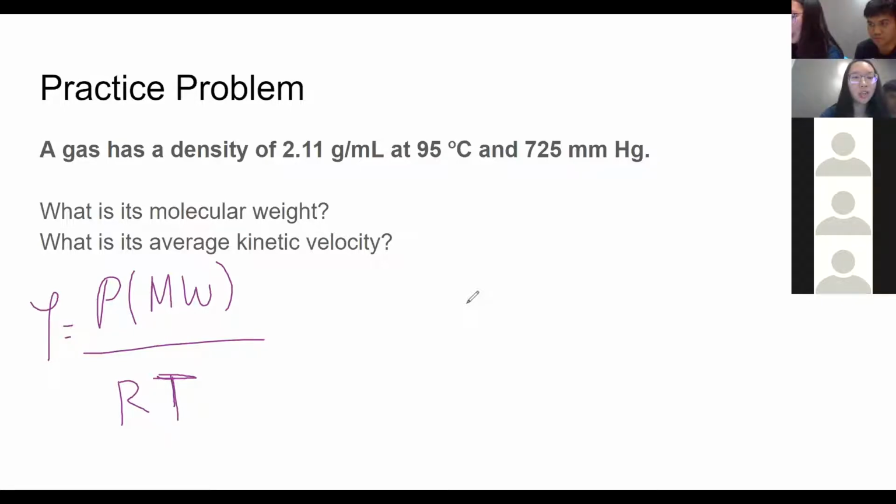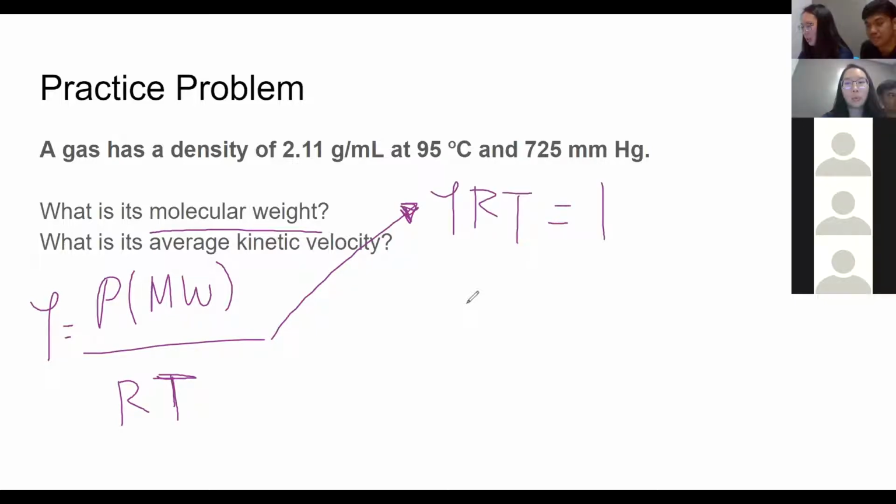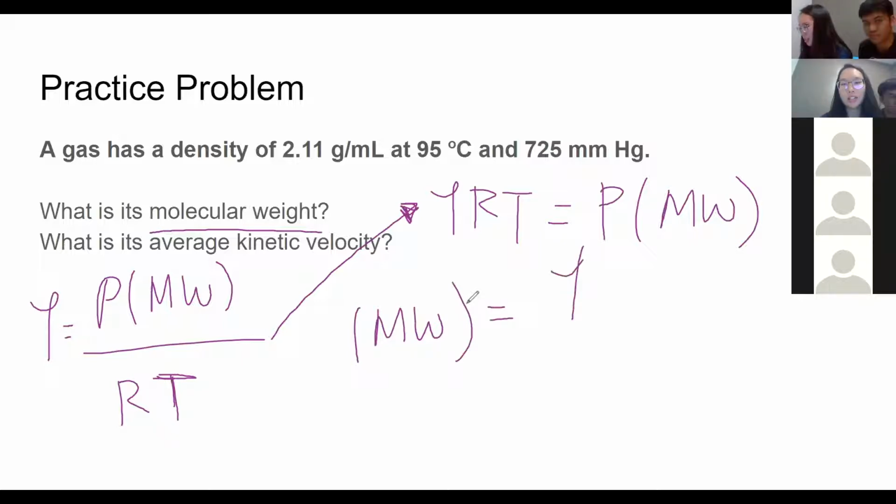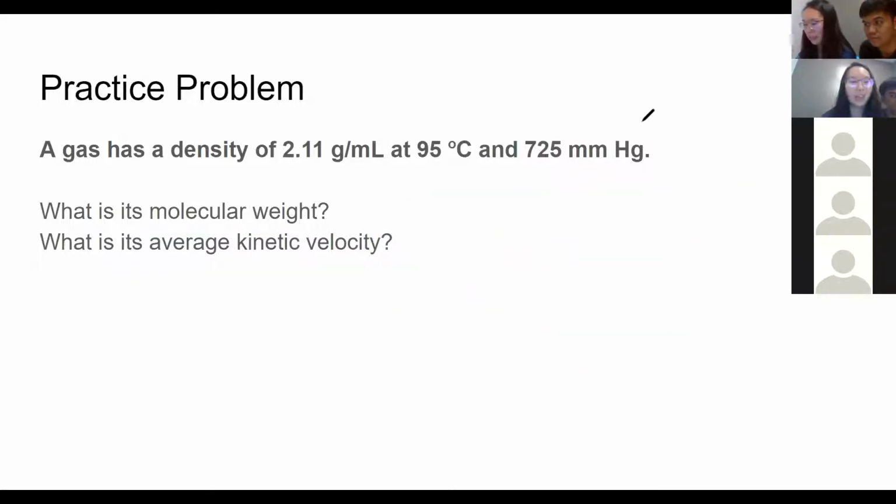Okay, because we're solving for molecular weight, I'm going to change this equation so that molecular weight is isolated, so that it'll be a lot easier to just plug and chug. To do that, I'm going to multiply by RT on both sides, and that'll leave me with P times molecular weight. Then to isolate molecular weight, I'm going to divide by P. So the equation we're going to use is molecular weight equals density times RT all over P. So I'm going to clear that and rewrite it.